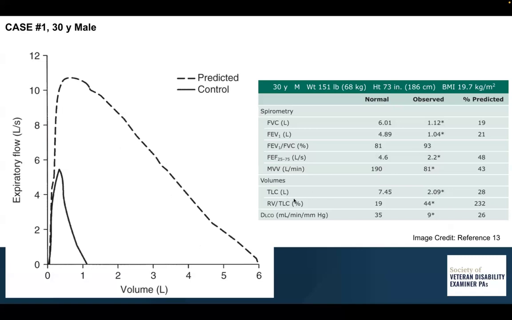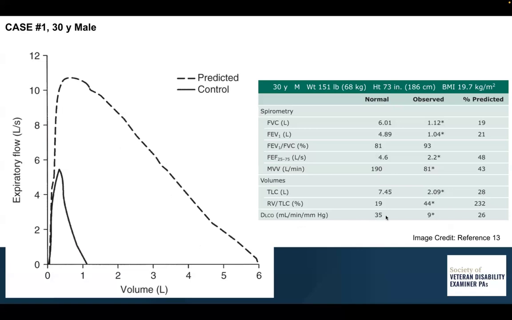But then we look at the total lung capacity, which again, we don't get normally for our exams. Look at how low this total lung capacity was compared to our obstructive emphysema case that we initially did. This total lung capacity is so low, only 28% predicted. That really indicates restriction.